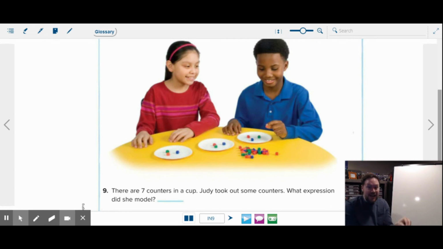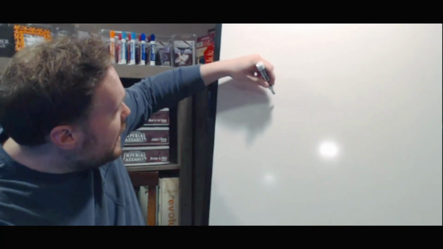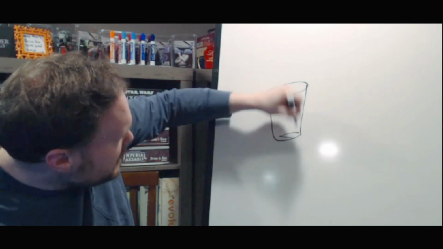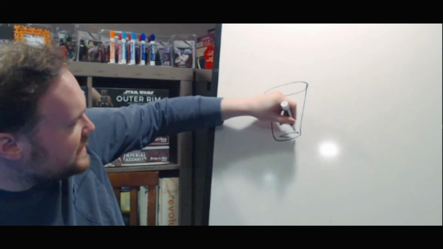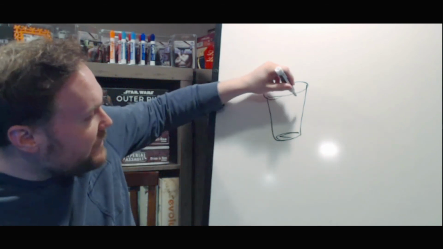Now there are 7 counters in a cup. That's my known quantity, right? I know there are 7. I'm going to go to the full screen so that you can really see how animated I am about this math. There are 7 counters in a cup. That's my known quantity, right? So let's say I have a cup here. Boy, I'm going to do my best to draw a cup. It's really hard. And we can see inside of it. It's like pretend we can see inside this cup, right? And there are 7 counters in it.